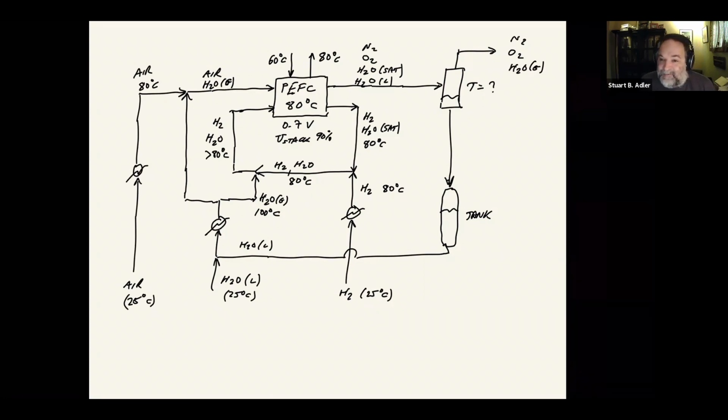You can see this is getting fairly complicated because of the water, right? We've got to deal with how much water is in each of these streams and how do we keep everything humidified. And as I'll show you in a minute, this is a material balance problem.